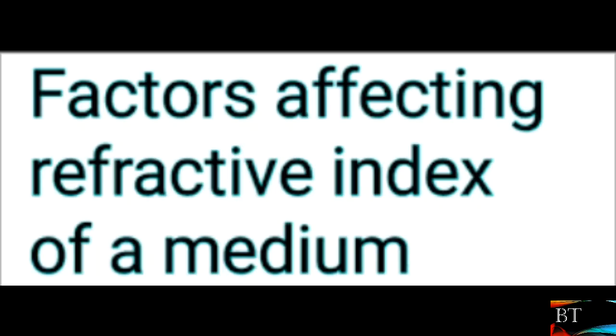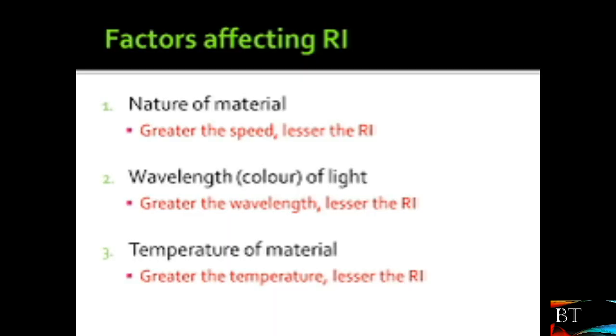Now let's look at the factors affecting the refractive index of a medium. The refractive index of a medium depends on three factors. First, the nature of the medium. The smaller the speed of light in a medium relative to air, the higher is the refractive index of that medium. Second is physical conditions such as temperature. With an increase in temperature, the speed of light in a medium increases, so the refractive index of the medium decreases.